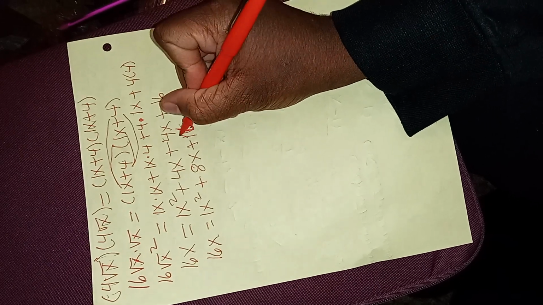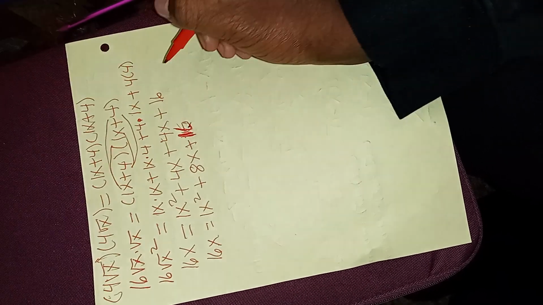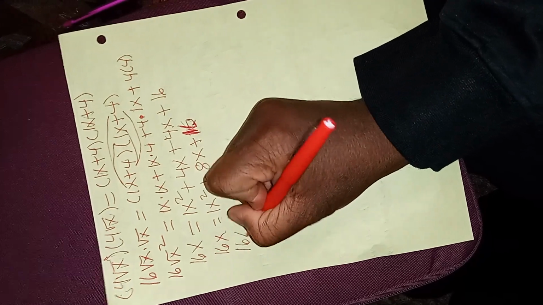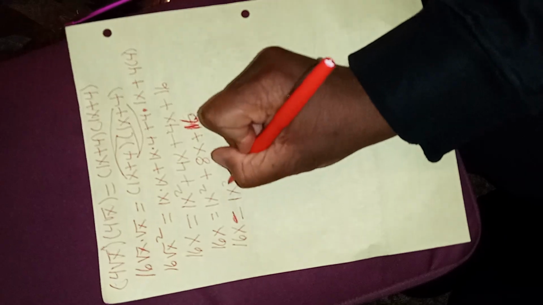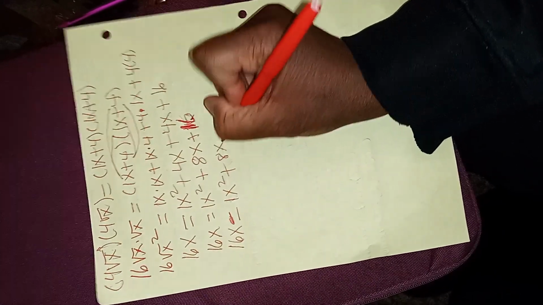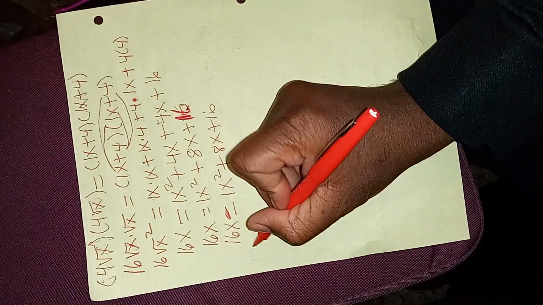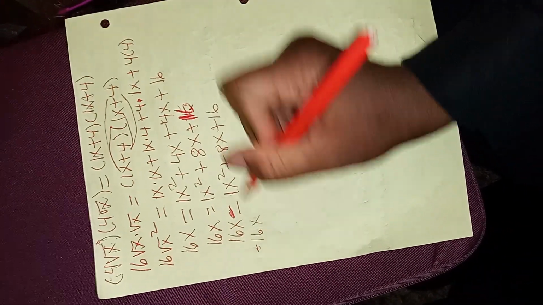Okay. 16x is equal to 1x squared plus 8x plus 16. Now we must set this equation equal to 0, so we will subtract 16x from both sides.